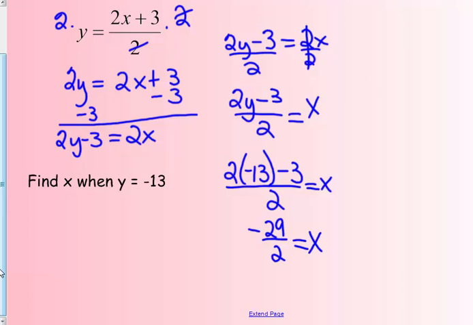I'm going to leave that rational. I could change it to negative 14 and a half, but I'm going to leave it rational, negative 29 over 2. And that's it for today. We're going to practice some more solving equations for one variable, given that they're a 2-variable equation.